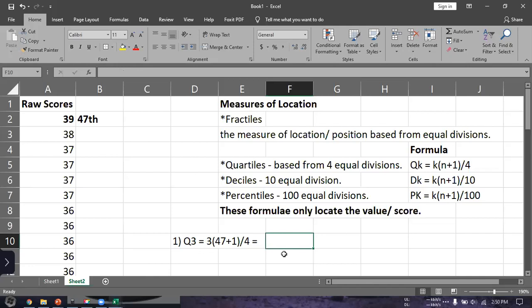Anyone who has a calculator? What is 3 times 48 over 4? It's an exact value, no? 36. Yes. So the third quartile score is located at the 36th item.